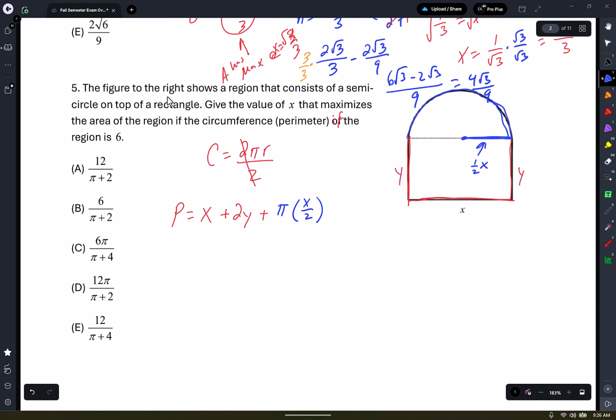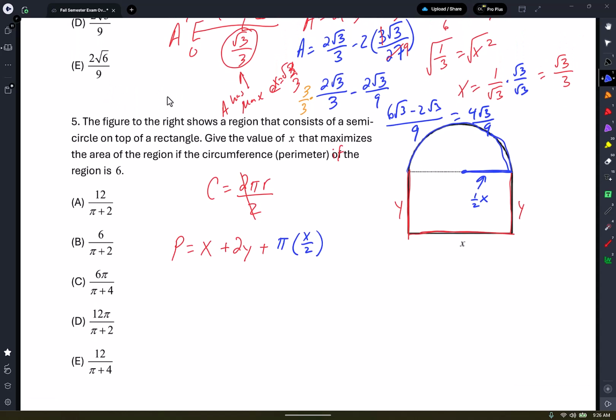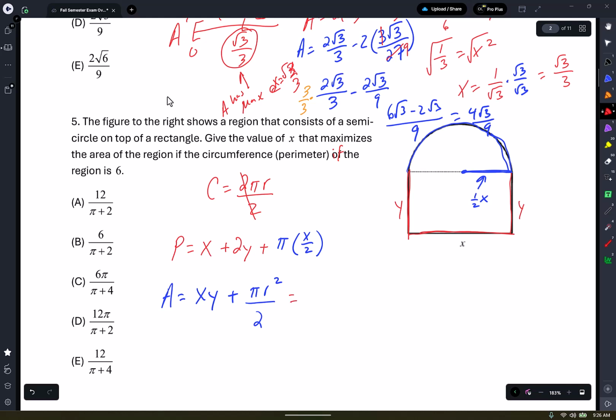All right, next. What else do I need? They want me to maximize what? The area. Okay, so here we go. Area equals, how do I get area of this rectangle right here? X times y. Plus area of this half a circle. So area of a circle is pi r squared, but I got to divide that by 2. So here's what I have. xy plus pi parenthesis. My radius is x over 2. You can say half x if you want. Divided by 2. Square it and divide it by 2.